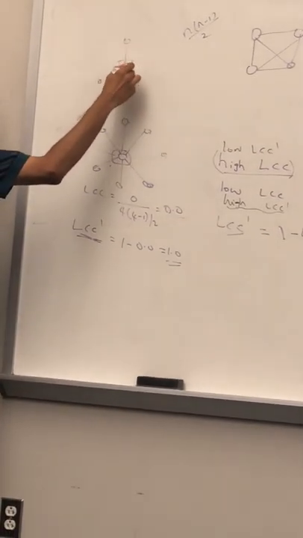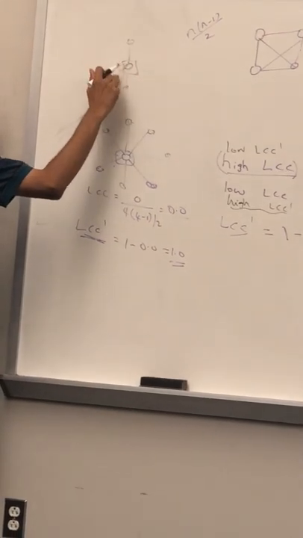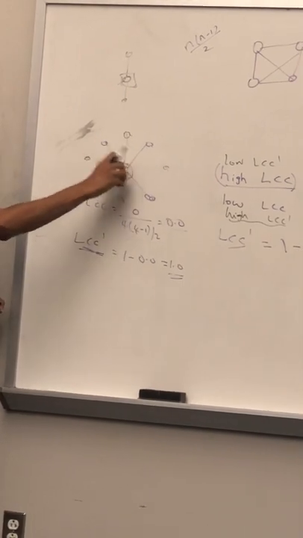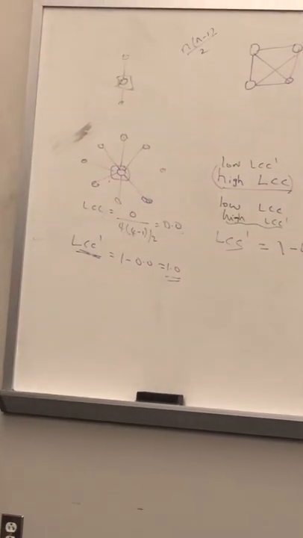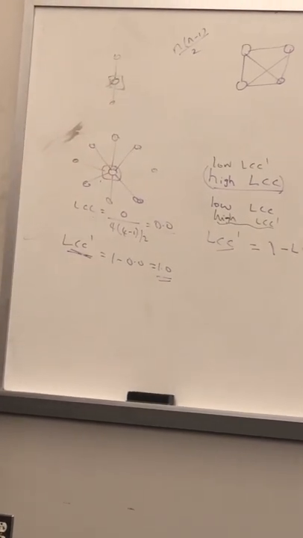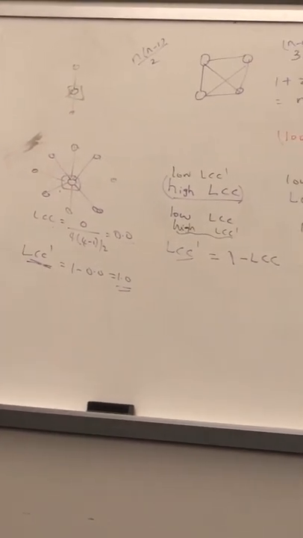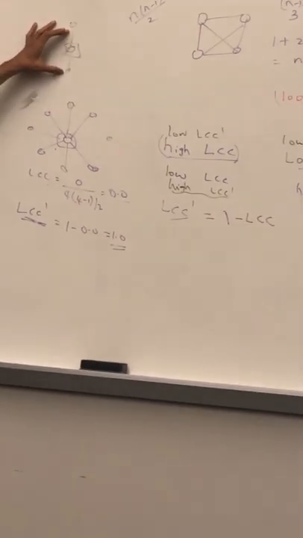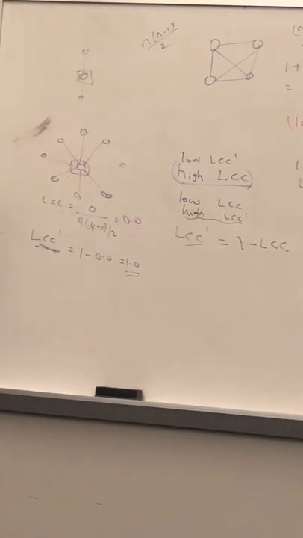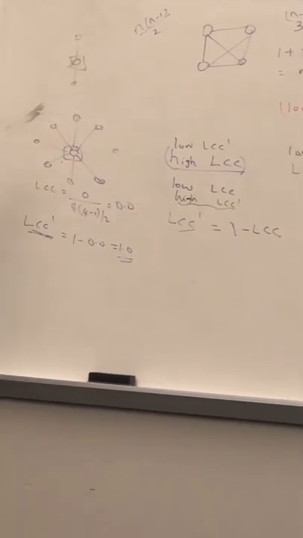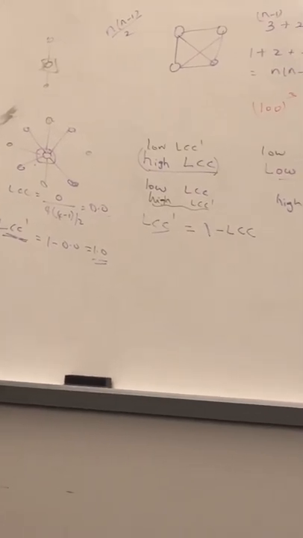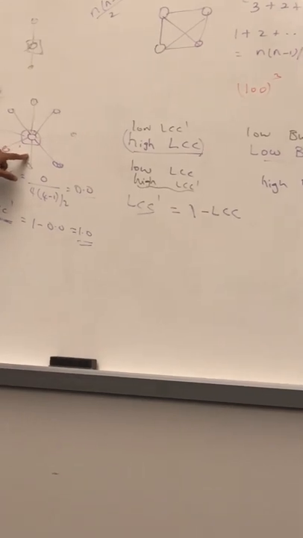Okay, so a node with two neighbors like this, they are not connected to each other, and a node with say 10 neighbors like this that are not connected to each other. Which node will have a high betweenness centrality? This node with two neighbors not connected to each other, or this node with say 10 neighbors not connected to each other? Which node is more likely to have a high betweenness centrality? Would they be equal? This one, right?